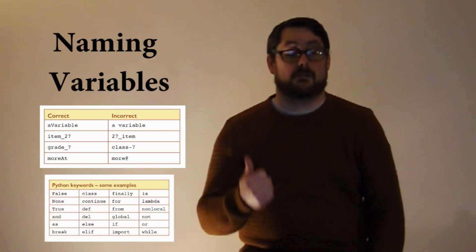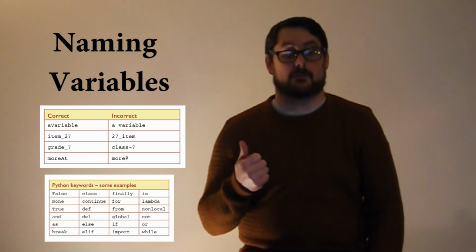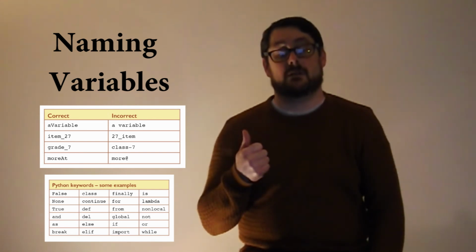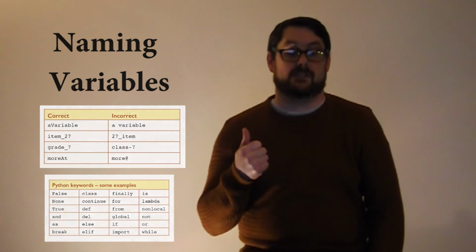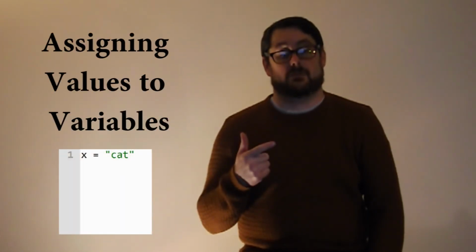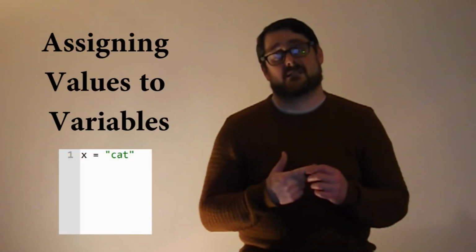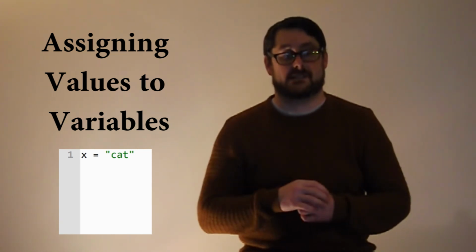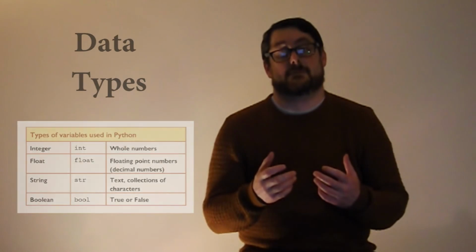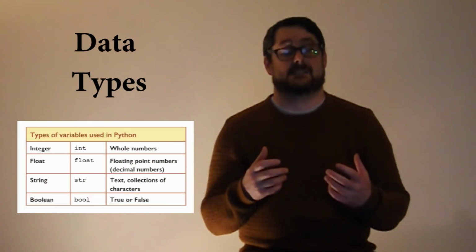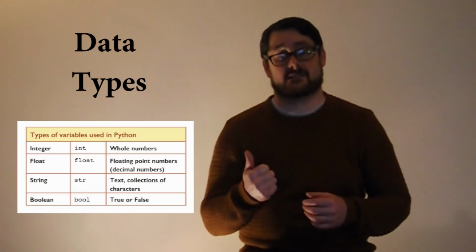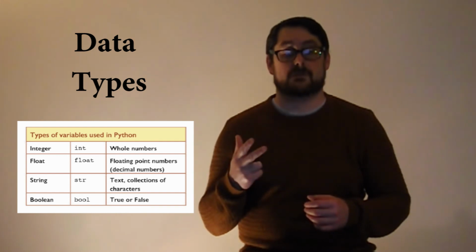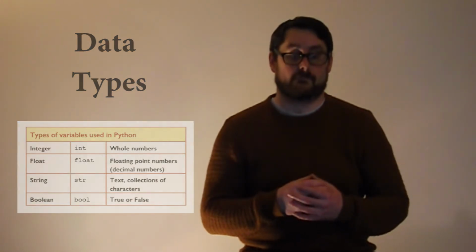So let's recap what we've covered in this video. Naming variables. Remember, there are a few rules when it comes to naming variables. It can't start with a number and it can't be called one of the reserved names. Assigning variables to variables. We can assign a value to a variable using the equals operator. Data types. The four basic data types we covered today are strings, integers, floats, and booleans.